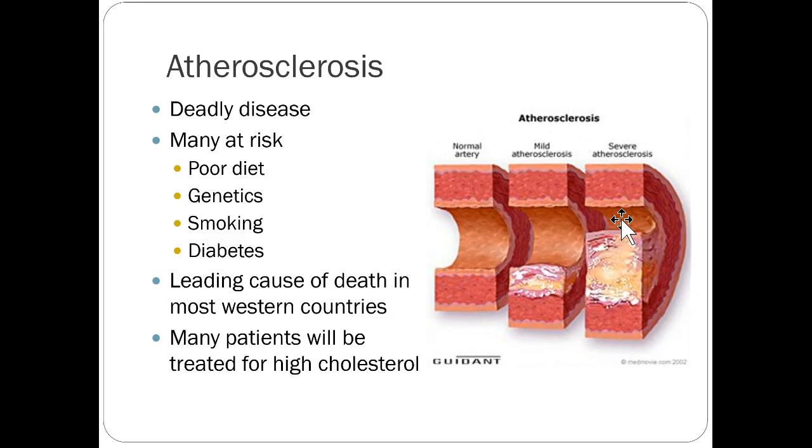So things that we can do to prevent this, there's lots of correlations with things like diet, genetics, smoking, and diabetes. Obviously, some of these we can't help, like genetics. And we'll talk about familial hypercholesterolemia a little bit, but that's something that is a little bit more difficult, whereas there's more controllable risk factors such as smoking and diabetes. It is the leading cause of death in most Western countries, so in the United States and Europe, and many patients will be treated for high cholesterol. So it's just a really common treatment.